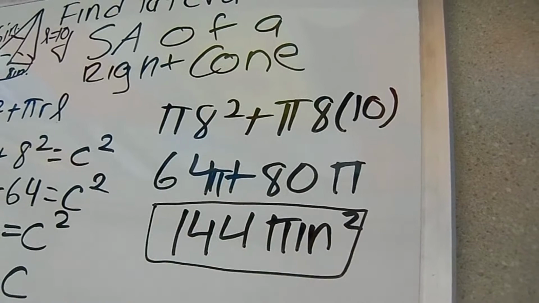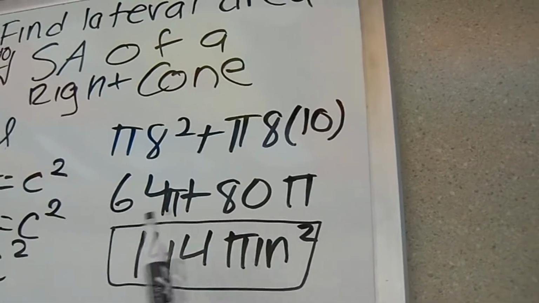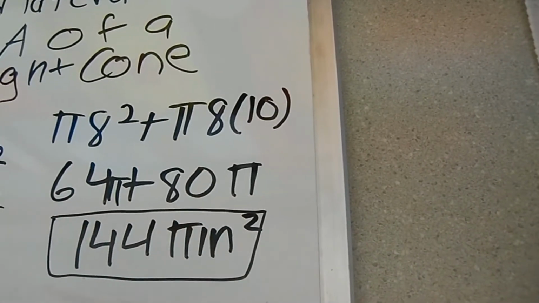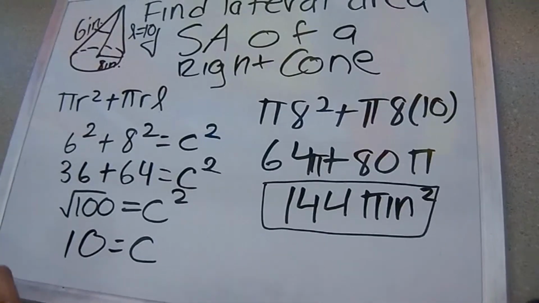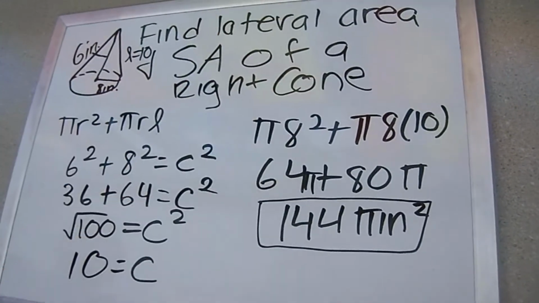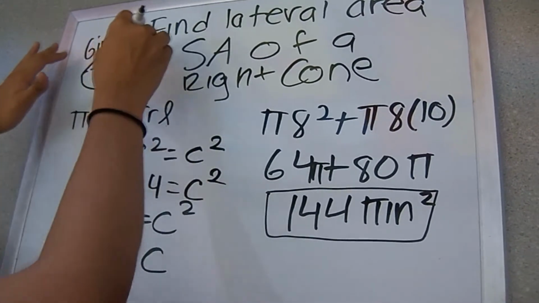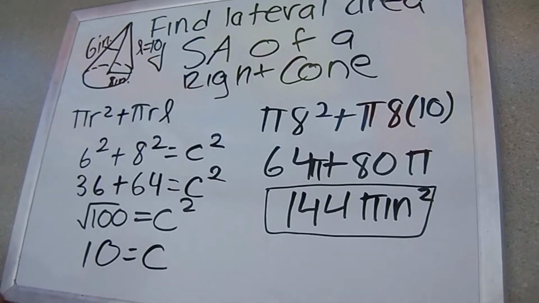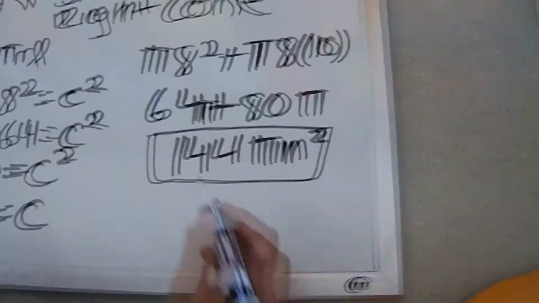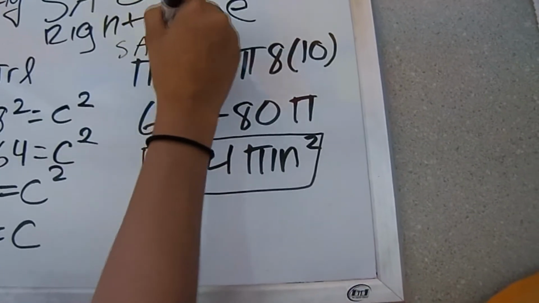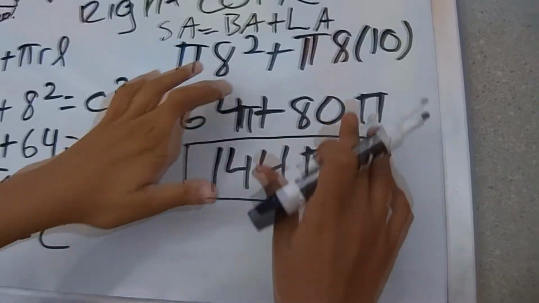Now to find the lateral area, you just have to go back to where you went first, and then we have to find the lateral area. The lateral area is just this, without the base, just this part right here, not the base. So then from that, you would subtract 64 pi, because this is a base area. Remember, surface area equals base area plus lateral area. So this is lateral area and this is base area.